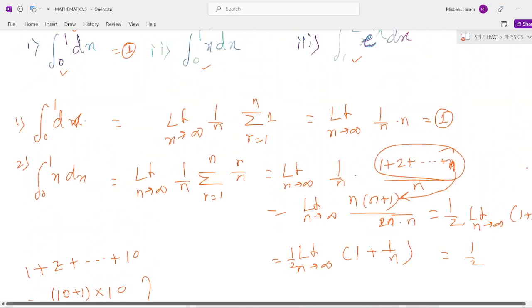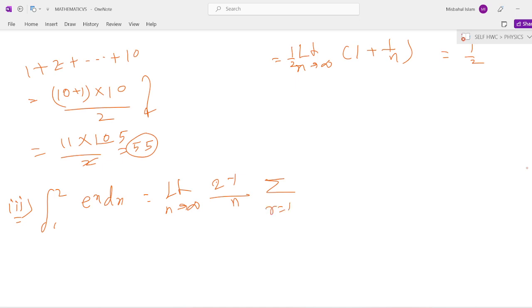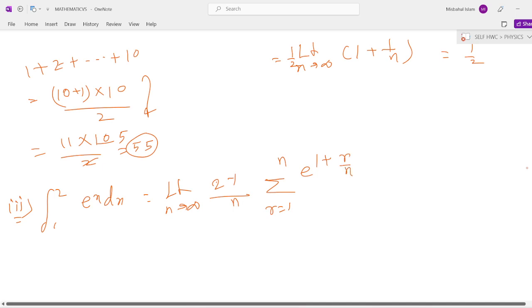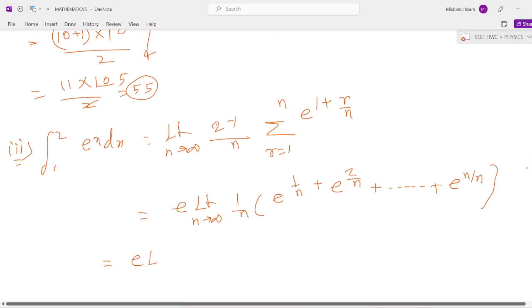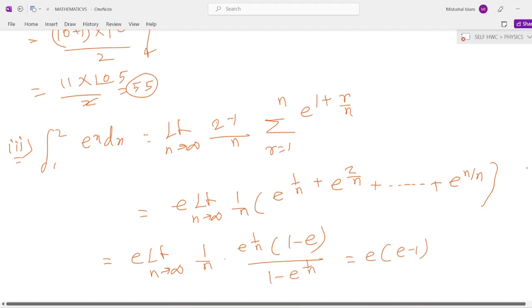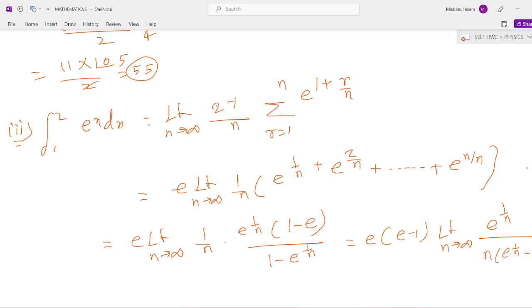Next question, question number 3, integration of 1 to 2 e to the power x dx. The integral from 1 to 2 of e to the power x dx is equal to limit n tends to infinity, (2 minus 1) by n, summation of r equals 1 to n, e to the power (1 plus r by n). This is equal to e, limit n tends to infinity, 1 by n, (e to the power 1 by n plus e to the power 2 by n plus dot dot dot plus e to the power n by n). And this is equal to e, limit n tends to infinity, 1 by n into e to the power 1 by n, (1 minus e) by (1 minus e to the power 1 by n), which is e into (e minus 1), limit n tends to infinity, e to the power 1 by n by n into (e to the power 1 by n minus 1).